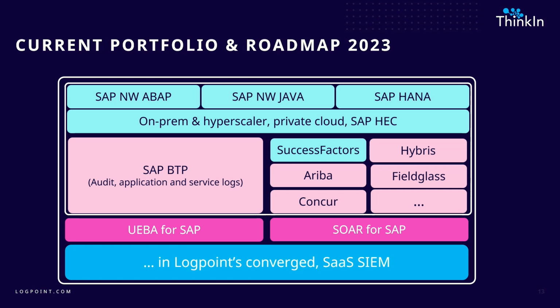What's available already is UEBA for SAP, and SOAR for SAP, partially, I would say. There's more to come, but there is a starting point for SOAR. Then all that will land and be offered in our Logpoint converged SaaS SIEM. Here, it will mainly be the remote connector that will also be available as a service that can remotely reach out to SAP systems.